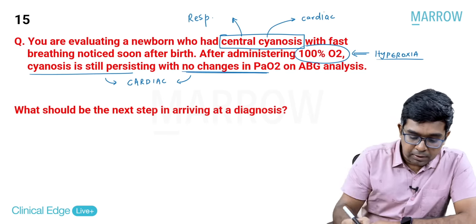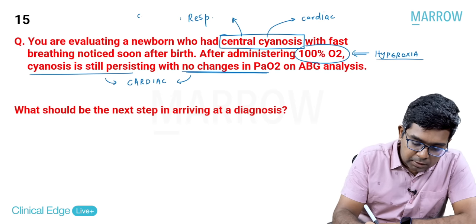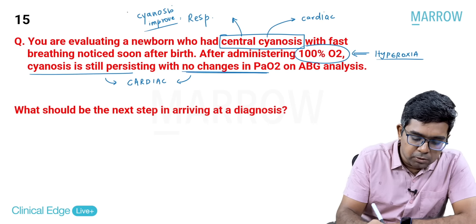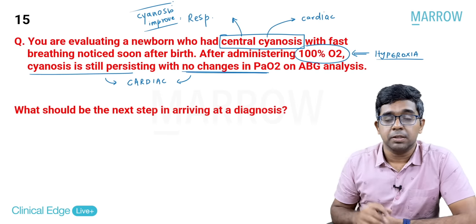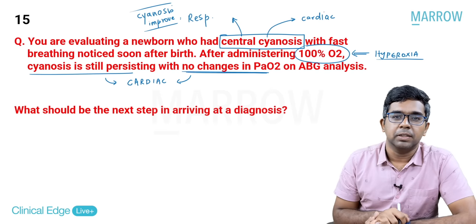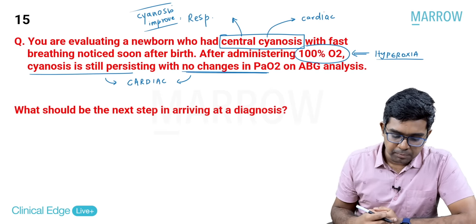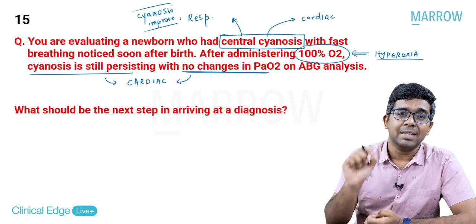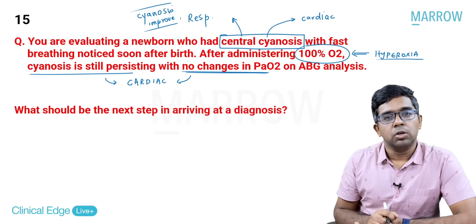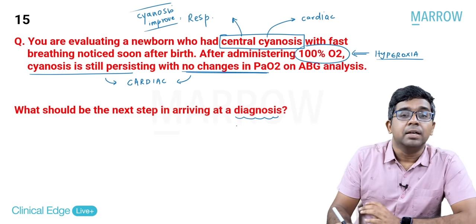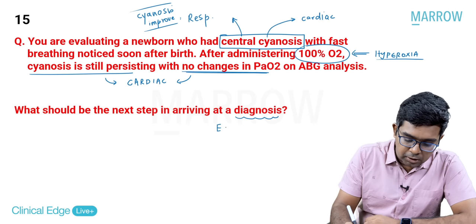You should remember that if it is a respiratory problem, the cyanosis will improve, and PaO2 also will improve once you give oxygen administration. But in a cyanotic congenital heart disease, it is not going to improve. That is the point which I want you to remember. So, possibility in this baby with central cyanosis is cyanotic congenital heart disease. So, what should be the next step in arriving at a diagnosis? I have to do which investigation? It is nothing but echocardiography.